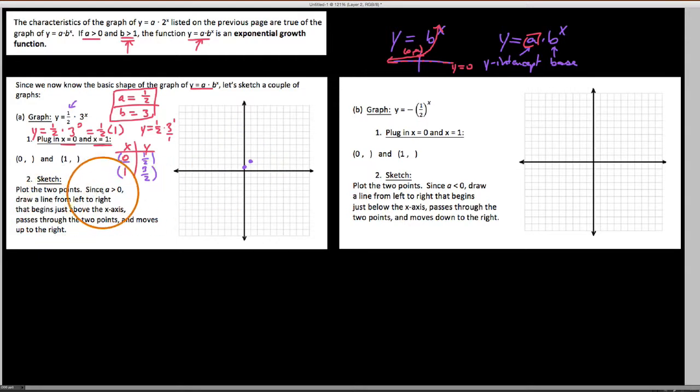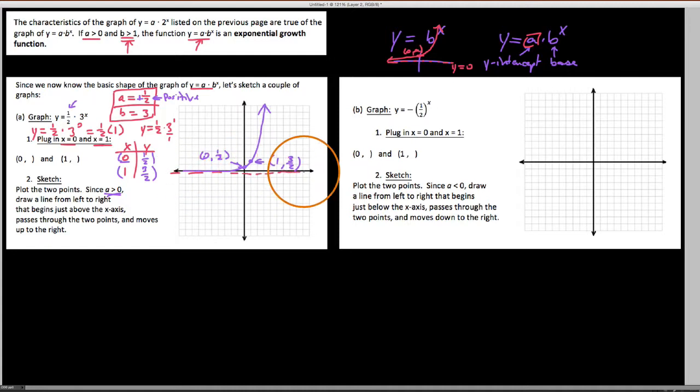And then I say, okay, since a is greater than 0, and this is important to note, we said that this was positive, it means that our graph is going to be growth, above the x-axis for positive y values. So we're going to start from left to right, a line that begins just above the x-axis and passes through the 2 points and moves up and to the right. So here is our exponential growth curve, and it is always appropriate to label these couple of points. So we say 0, 1/2, and 1, 3/2, and then we just know the basic shape from there.